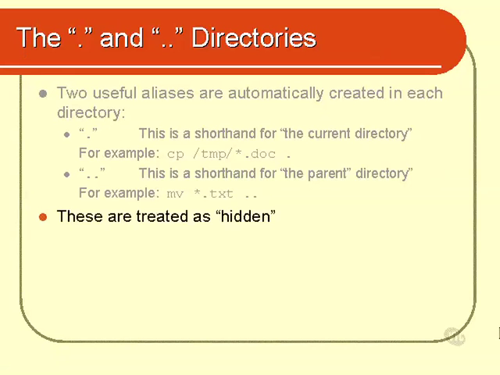Both the dot and the dot dot directory aliases or directory shorthands are treated as hidden, so you typically don't see them, but you just remember that they're there. Any person who's familiar with using the Unix shell will be very familiar with those two aliases and will use them quite regularly.